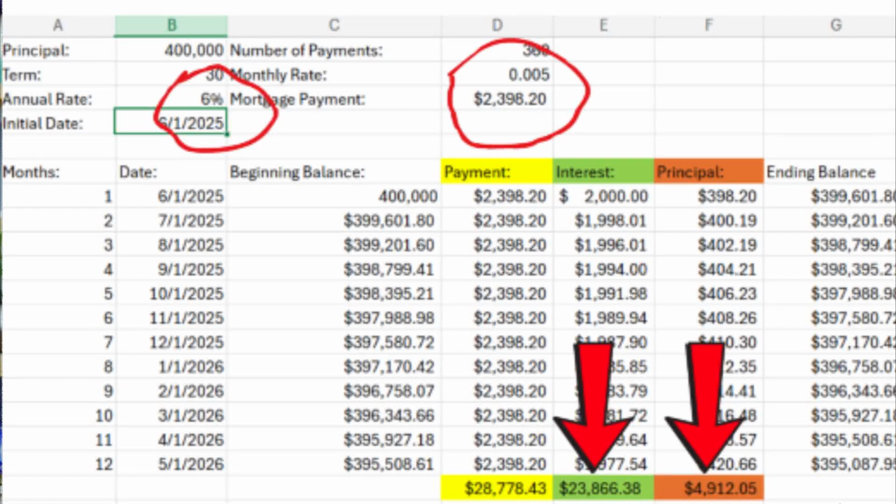$2,398. Now, I'm not going to explain how to create this chart. In another video, I will though. I will break down the amortization for a 30-year mortgage using multiple different interest rates, but not in this video.